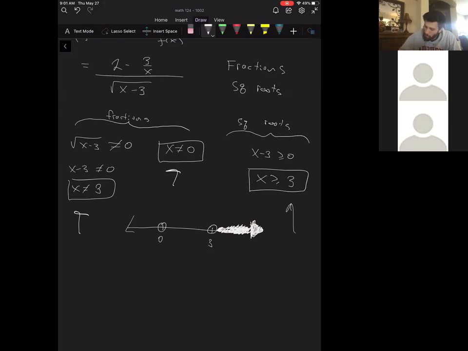And normally, since it's bigger than or equal to 3, we would have this shaded in with the closed dot. But because over here it says we're not allowed to be equal to 3, we have to take that into consideration too, so we don't have a closed dot. So then here is our domain. Another way of writing that is just going to be 3 to infinity.